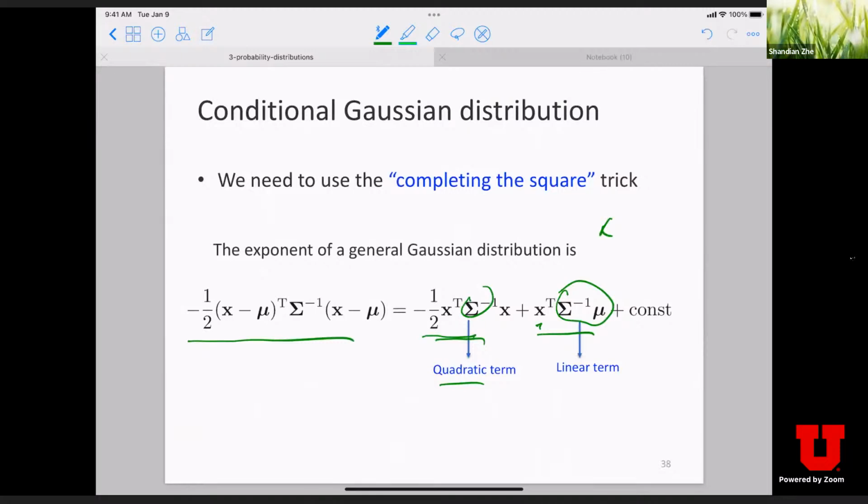Because this term will always be able to be written in this form, right? And if you have this form in the exponent of your exponential, you know that if you just normalize it, it will give you the normalization constant 2 pi determinant of 2 pi sigma to the half. Then you give rise to a multivariate Gaussian distribution. That's what we can observe from the general multivariate Gaussian distribution.